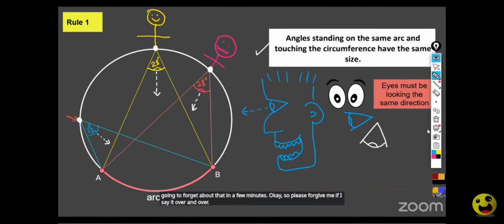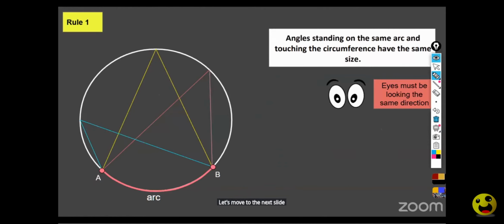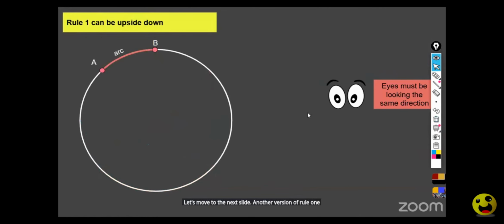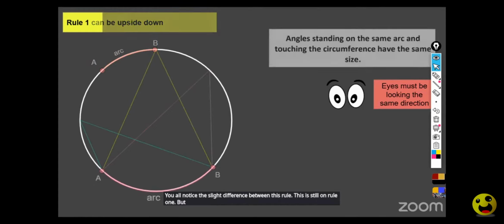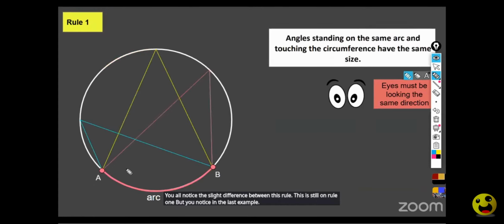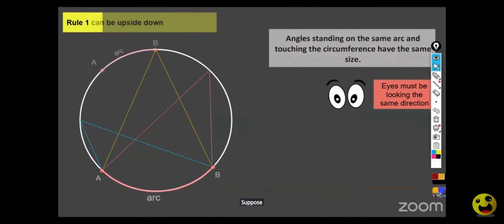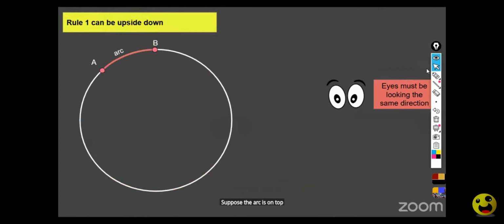Let's move to the next slide. Another version of rule 1. You all notice the slight difference between this rule. This is still rule 1, we're still on rule 1, eh? But you notice in the last example, the arc was underneath. Suppose the arc is on top. Could we still have a rule 1? Obviously, it doesn't matter where the arc is.